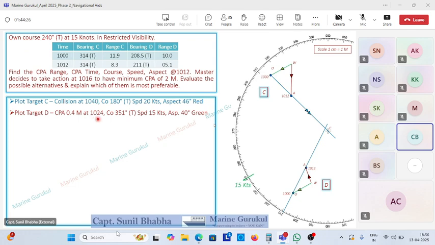the frequent or earlier TCPA. So we will first evaluate our action basis target Delta, and then we will check this action for target Charlie.